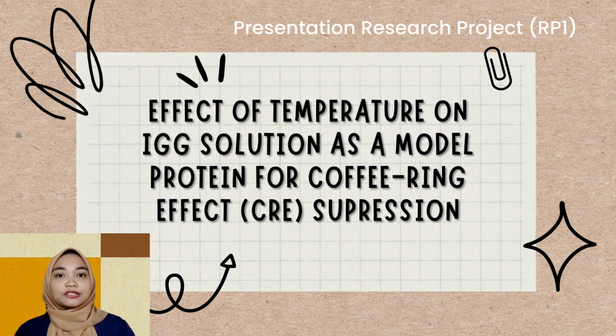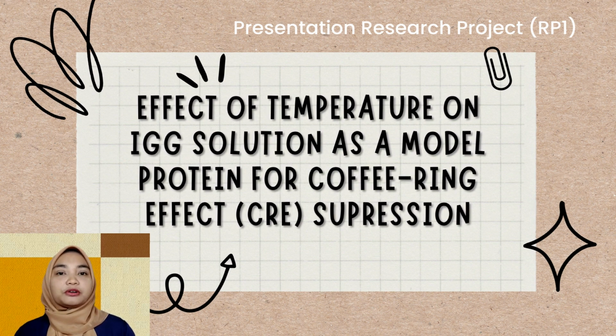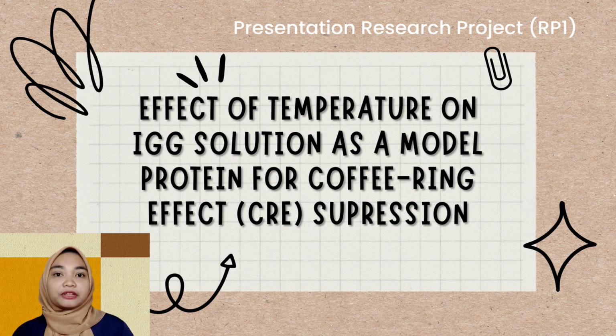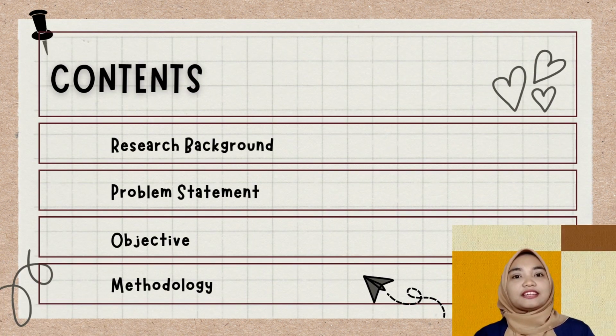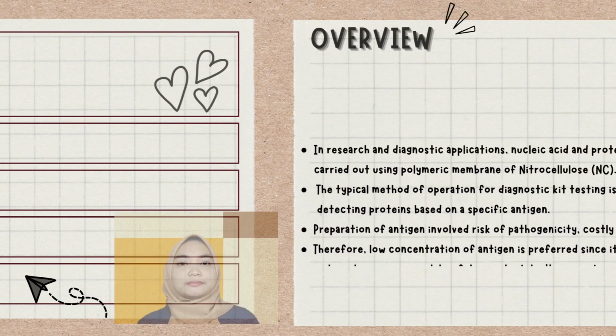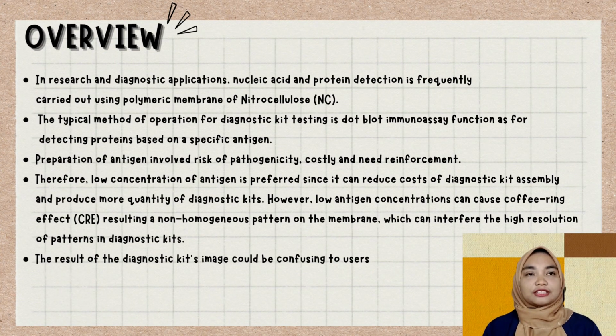My title for research project 1 is the effect of temperature on IgG, which is immunoglobulin solution, as a model protein for coffee-ring effect suppression. So for today, I will discuss research background, problem statement, objective and methodology. For the first part, I will brief a little bit on the overview of my research project.